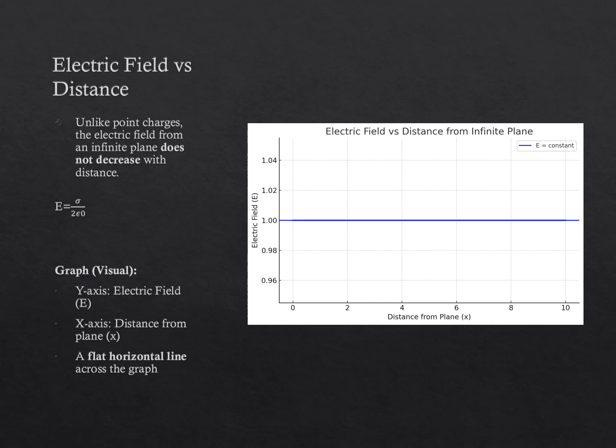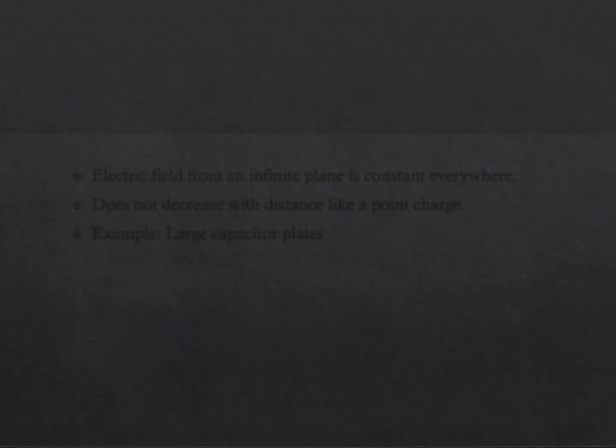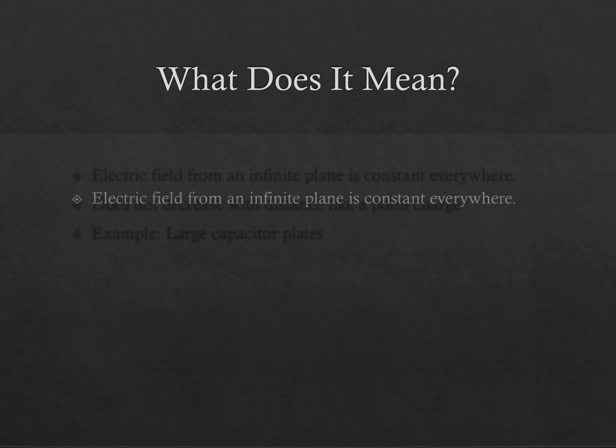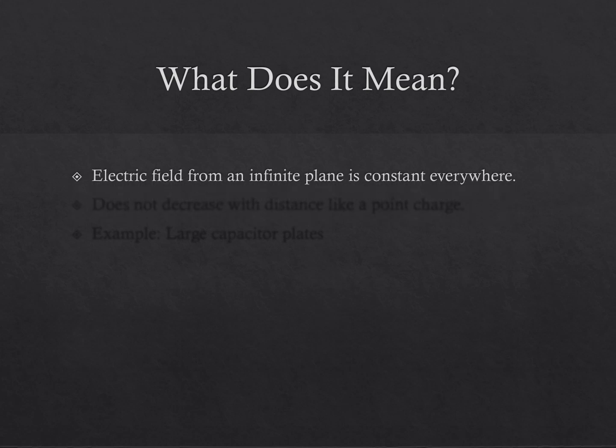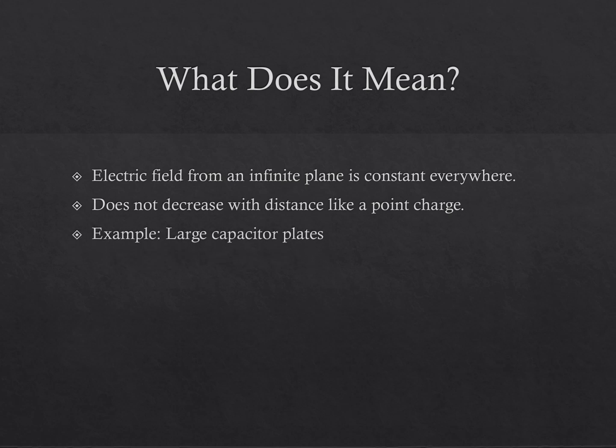On the graph, you can see a flat horizontal line. That means the electric field is the same at all distances. It doesn't increase or decrease. That's a key difference between an infinite plane of charge, where the field stays constant, and a point charge. A great example for it would be large capacitor plates.